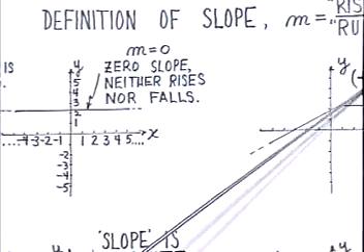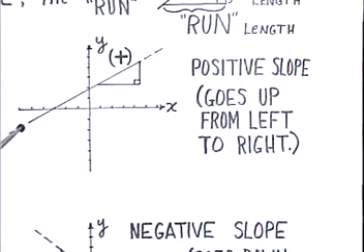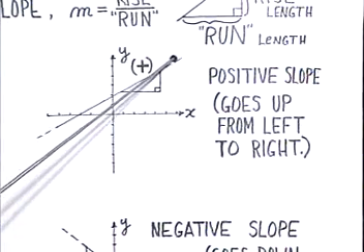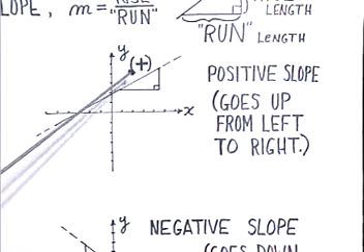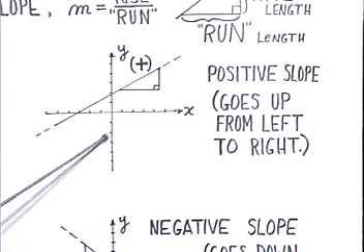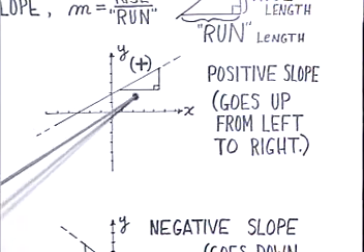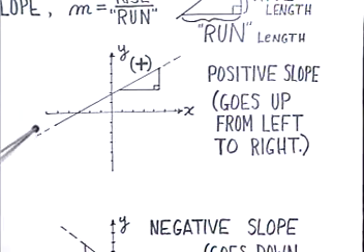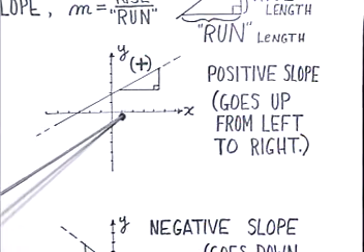Now take a look at this portion here. You notice that the line rises from left to right. We call it positive. This applies to every angled line that rises from left to right. Could be from here this way or what have you. As long as it rises from left to right, it is positive.